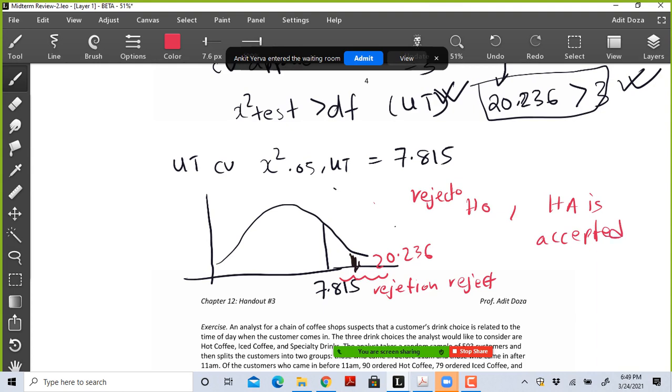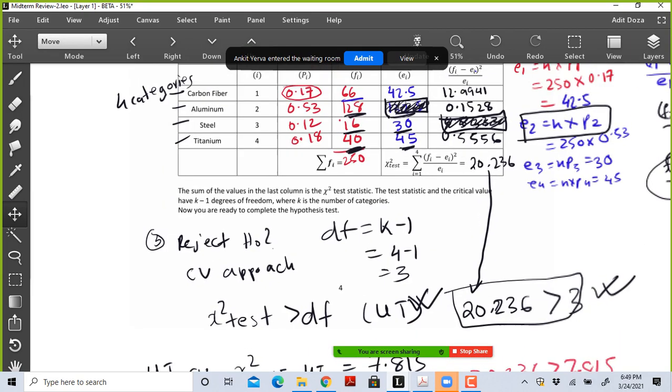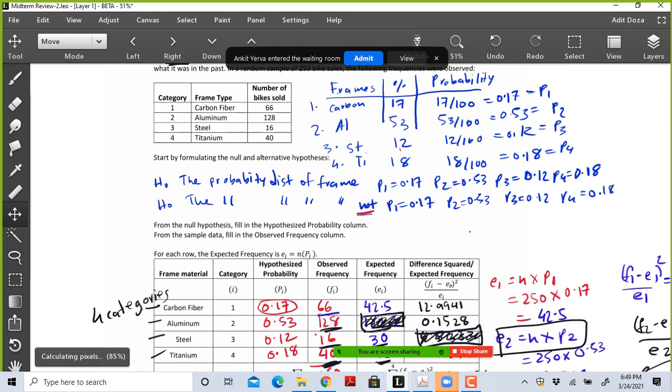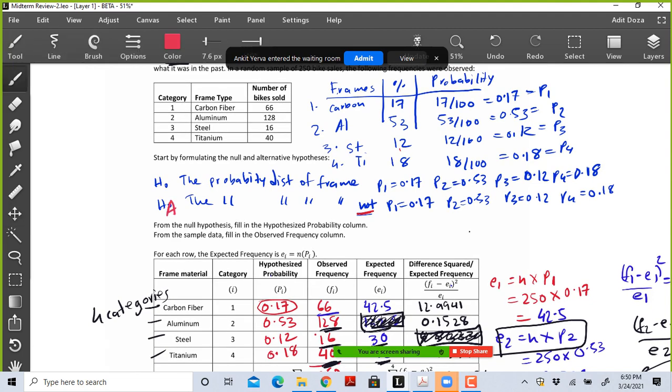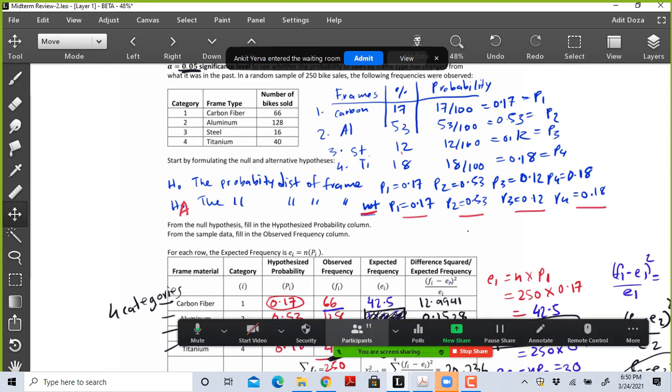Why do we reject H naught? Because our test statistic, 20.236, is greater than the critical value, which is 7.815. It is greater, so that's why we reject H naught, and HA is accepted. That means the proportion has indeed changed over the years, because the alternative hypothesis says the probability is not the same anymore. Is it clear to everyone? Manav, any questions? No questions.